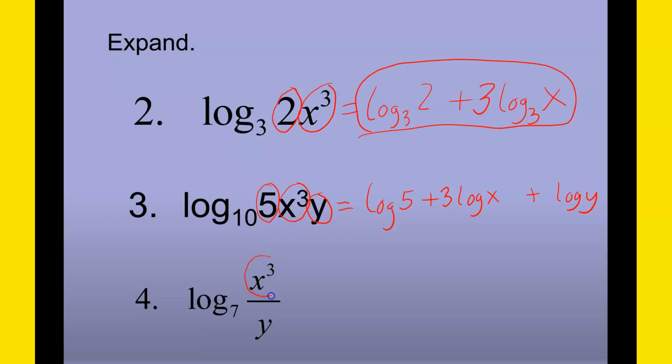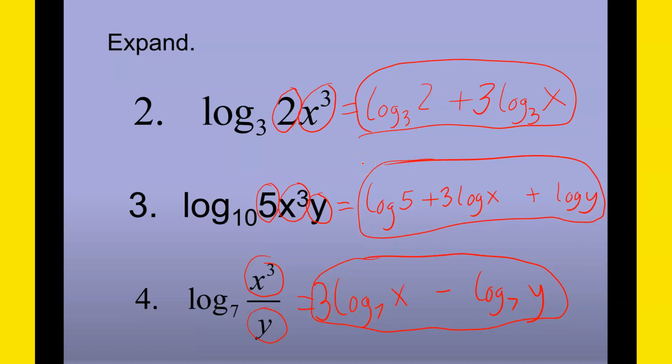On number 4, the x cubed and the y are going to get their own separate log base 7. But this time, because they're being divided, instead of separating them with additions, with pluses, I'm going to separate them with minuses. So it's going to be log base 7 of x cubed minus log base 7 of y. And you already know that my next step, I'm going to take the 3 and move it to the front. So I'm going to erase the 3 there, and I'm going to write it in the front of that log, and there's nothing else I can do, so that's my final answer.